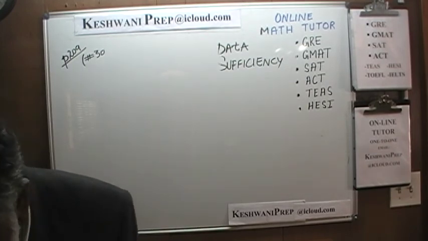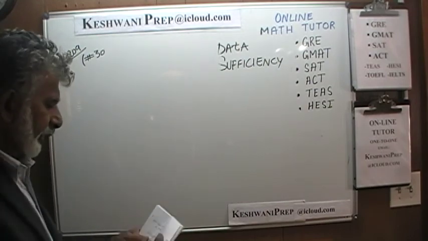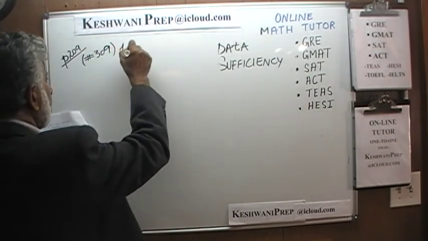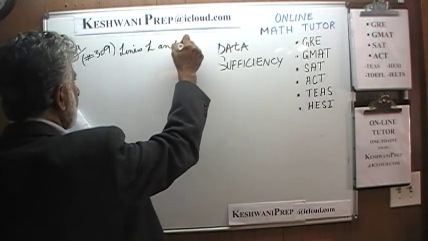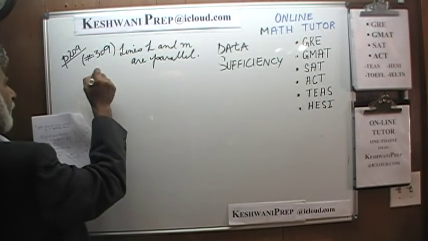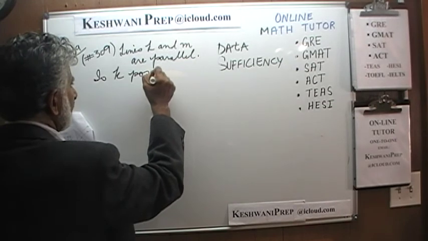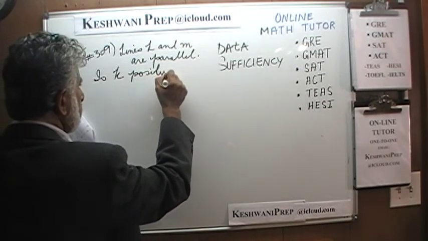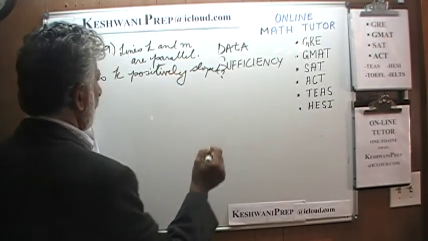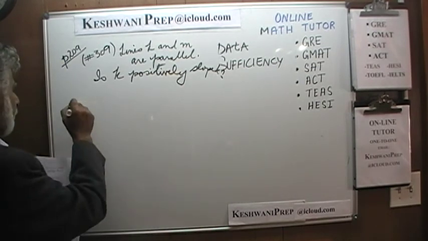Number 309 says that K and M are parallel lines. Lines K and M are parallel. The question is: is line K positively sloped? Let's see what we are told.